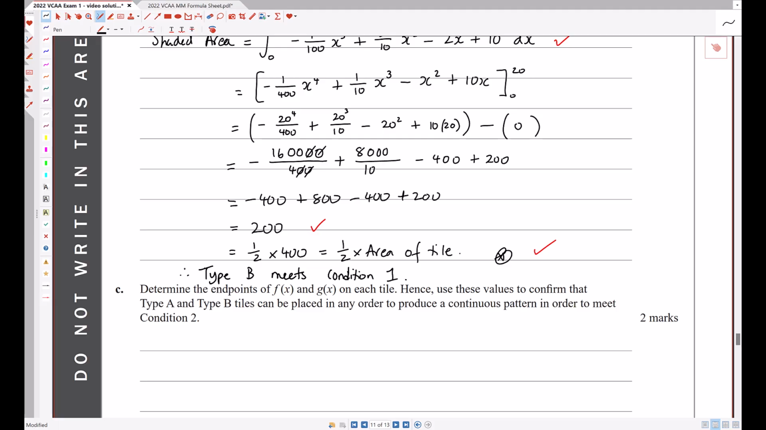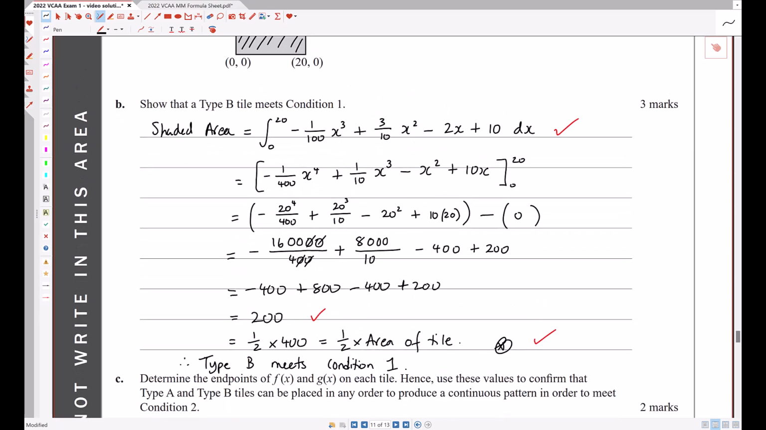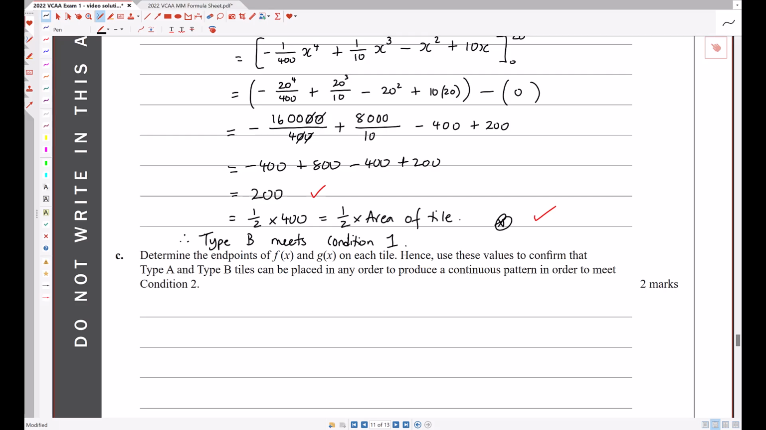Make sure that you explicitly reference the thing you're being asked to show in the question. Show that it meets condition 1, therefore make sure that there's a statement about that in your answer.